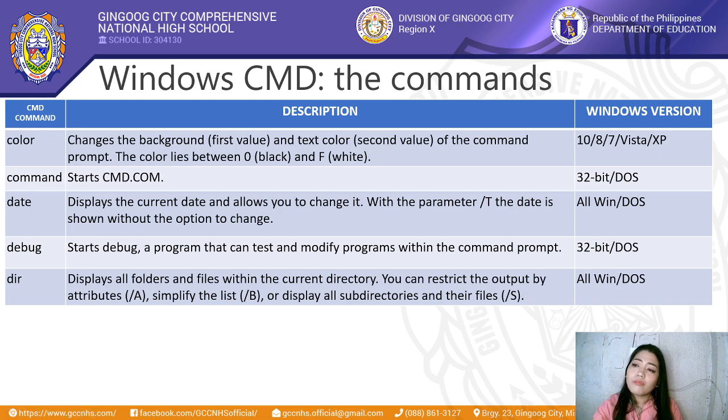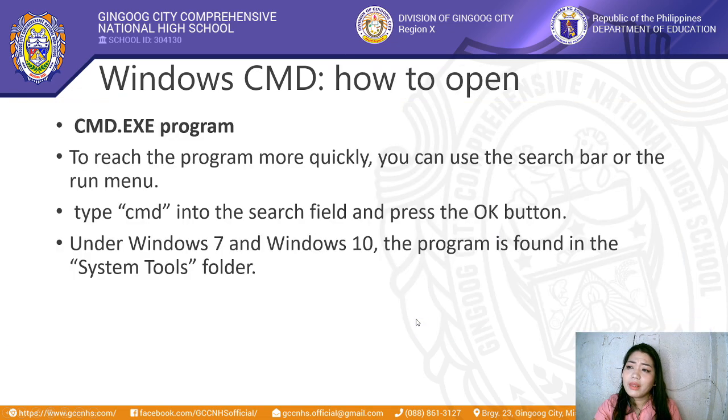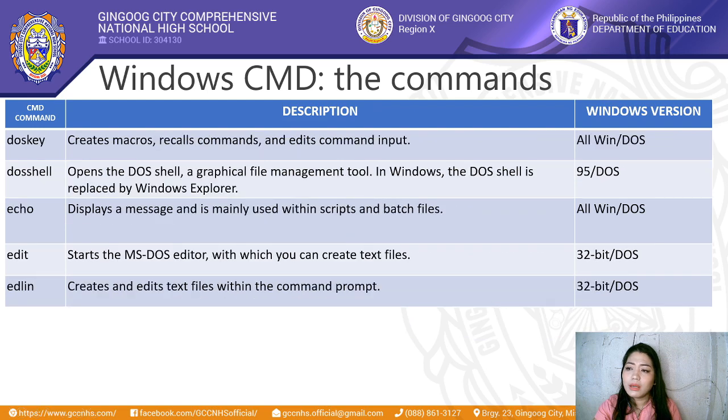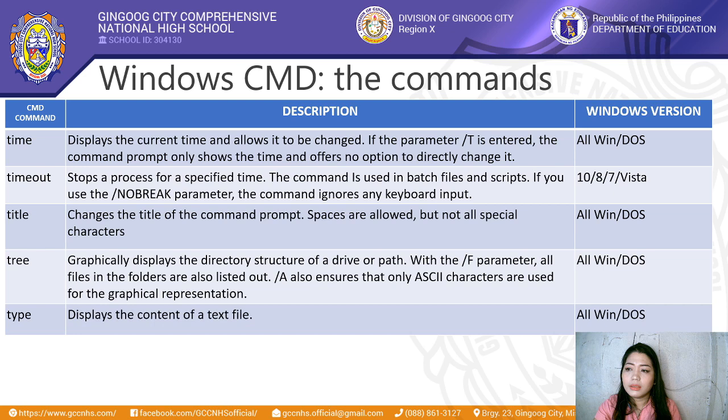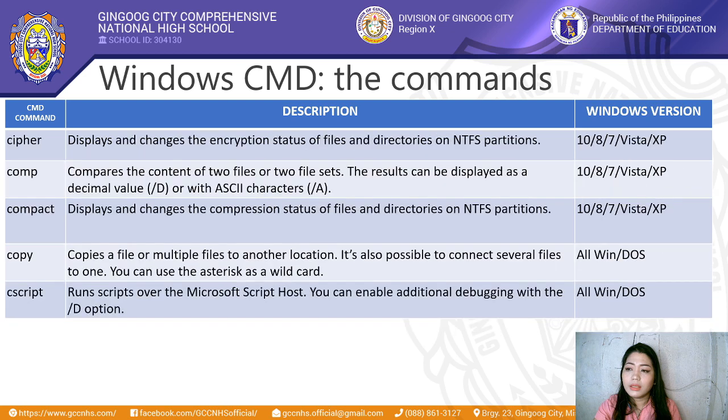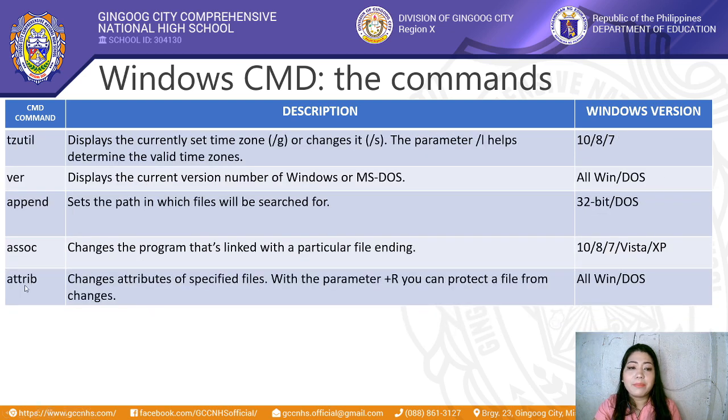Now, we also have, where's the attribute here? Wait lang ha. Okay, we have this one, the attrib. It changes attributes of specified files with the parameter +R. You can protect a file from the changes.